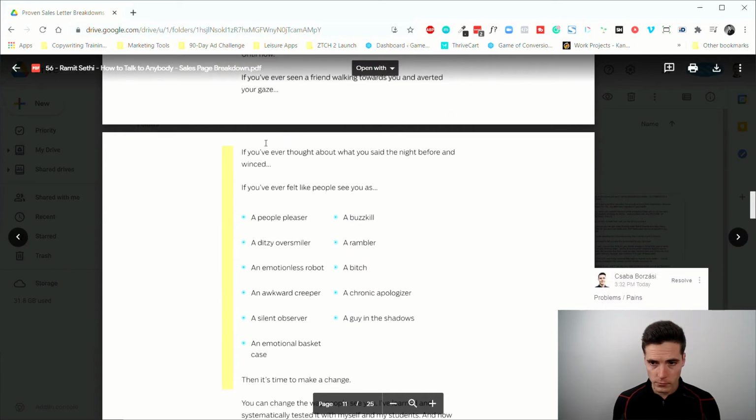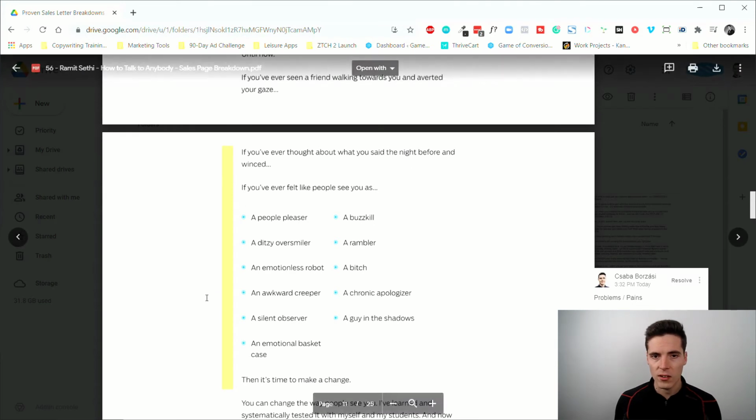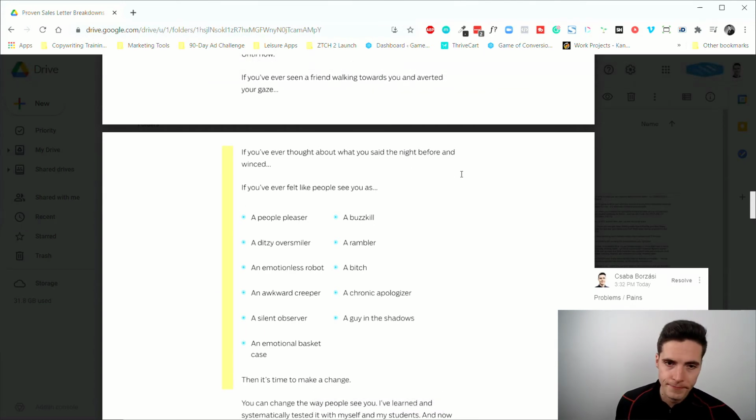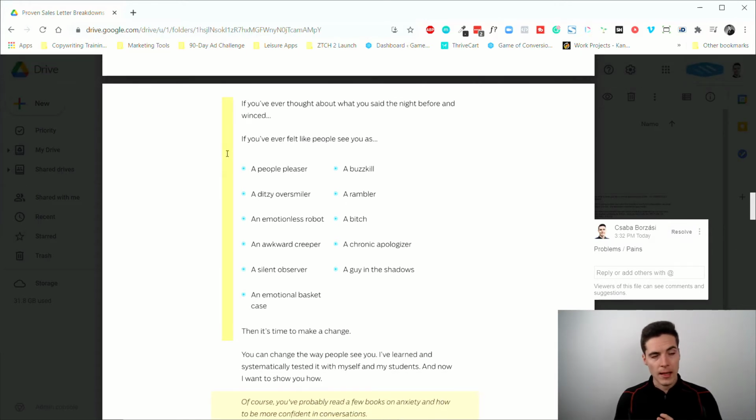It's an overview. Then, interestingly, this isn't always like this in most sales letter templates, but here Ramit is opting to include a little bit more emotion before presenting the features and benefits, because he says, if you ever felt like people see you as a people pleaser, a ditzy oversmiler, an emotionless robot, an awkward creeper, a silent observer, a buzzkill, a rambler, a bitch, a chronic apologizer, a guy in the shadows, then it's time to make a change. So this qualifies a lot of people, but also, one more time, it agitates that pain.